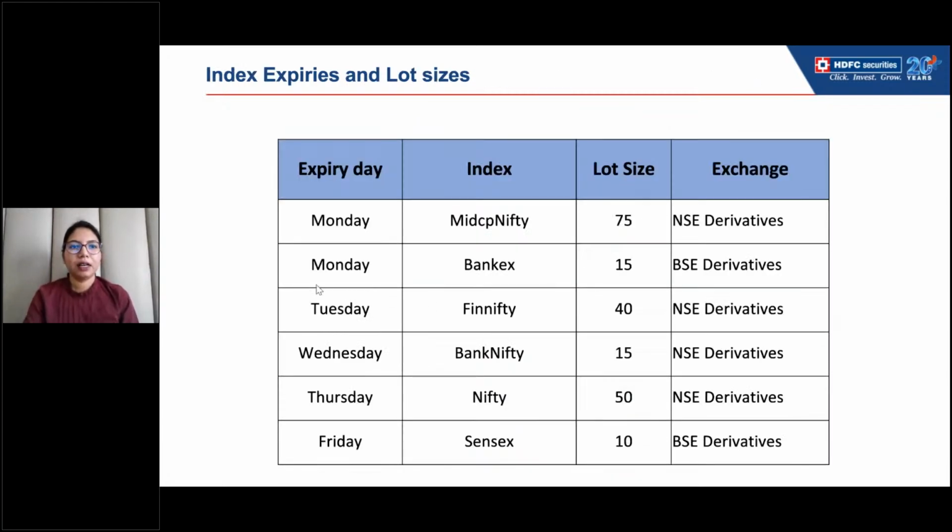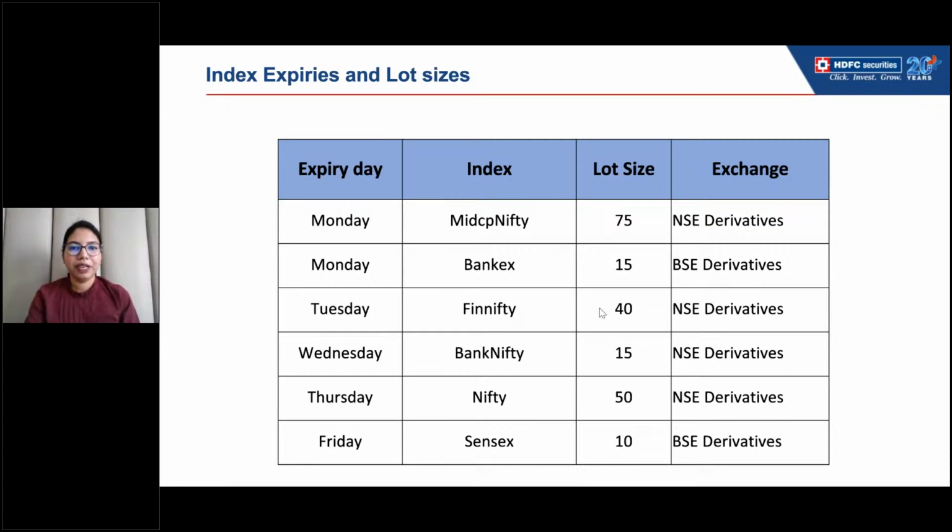Now, if you can see this table, we have a lot of different indices available in the market. These days, every day there is an expiry of some index. On Monday, the Midcap index expires, which has a lot size of 75. It comes from NSE derivatives. On the same Monday, there is also the Bankex expiry, and it has a lot size of 15. It comes from BSE.